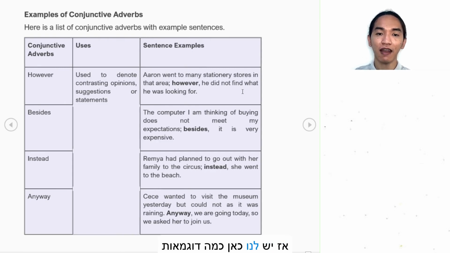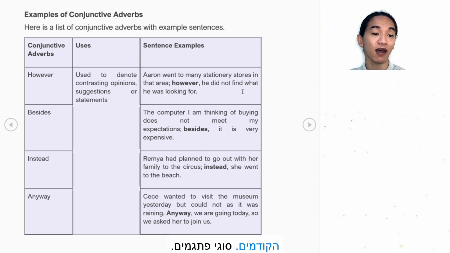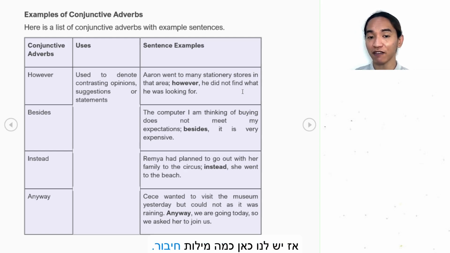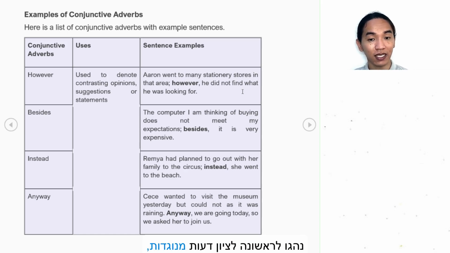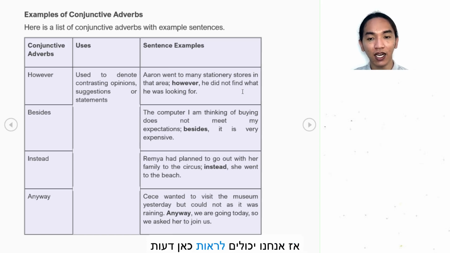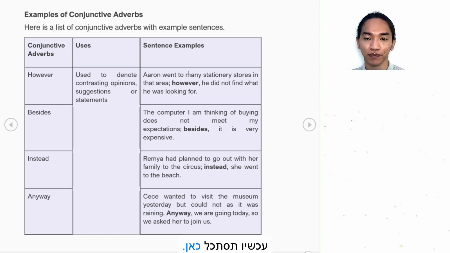Okay, so we have here some examples of conjunctive adverbs, which I think I already discussed from the previous topics, types of adverbs. So we have here some conjunctive adverbs. So first, used to denote contrasting opinions, suggestions, or statements. So we can see here contrasting opinions. All right, so we have however, besides, instead, anyway. All right, now look at here.